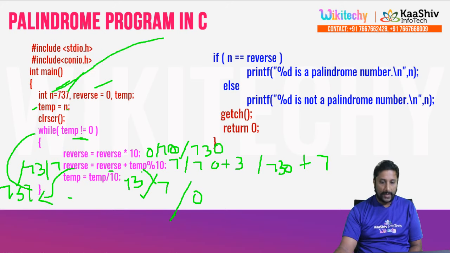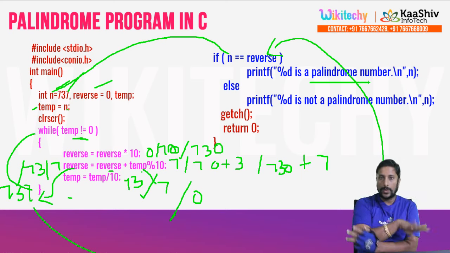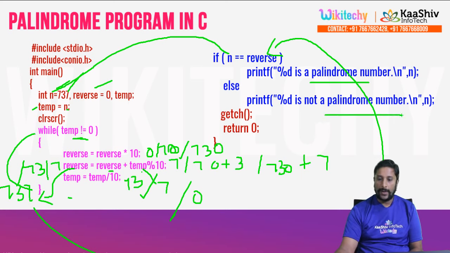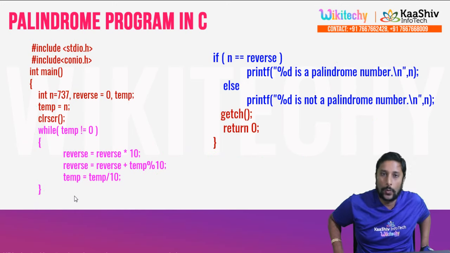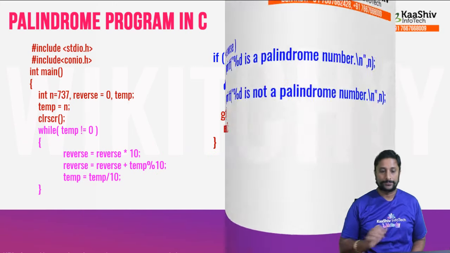If the n value is 737 and the reverse value is 737, automatically the number is a palindrome, because I am reversing it. If they are not the same, then it is not a palindrome number. So that is how we will be finding the palindrome number.